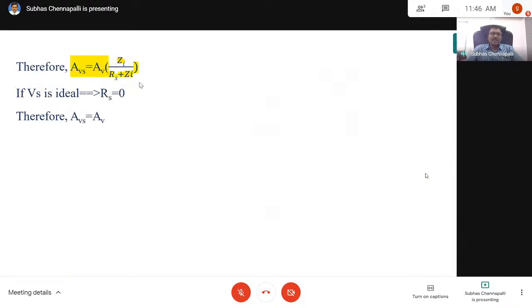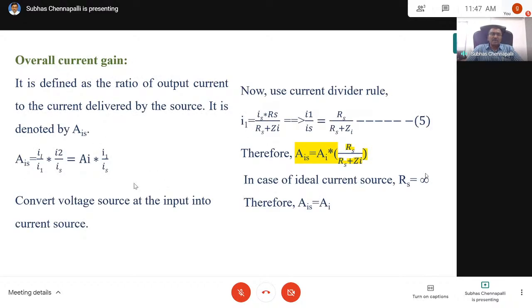Suppose the source is ideal. When we say it is an ideal voltage source, RS is 0. If that is the case, then your voltage gain considering the source is simply AV. In practice, the voltage source will have series resistance, and similarly, an ideal current source will have infinite impedance parallel to the source, but practically it will have some high value. Similarly, we work on the current gain including the source.